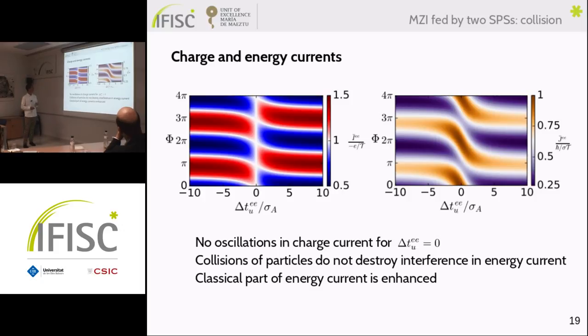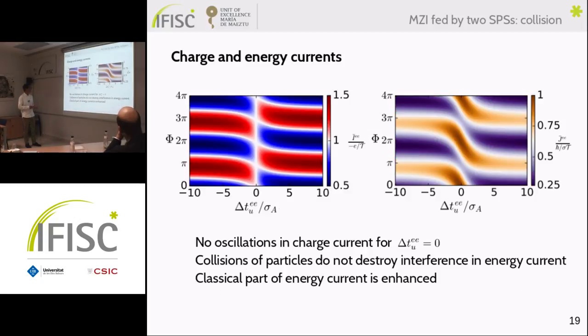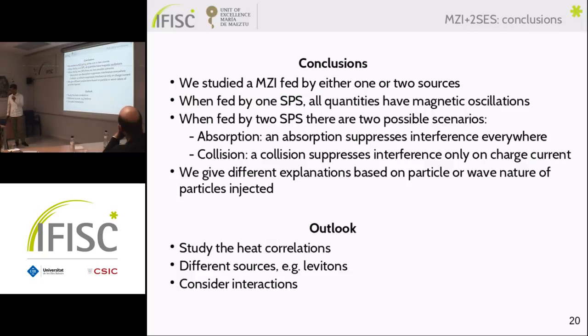But then if you move to the energy current, you find that it still has oscillations. So this interpretation breaks down in this case, and we can only use the wave interpretation, because if you integrate this over energy, you find that it gives a zero, but if you weigh it with an energy factor, which is what gives you the energy current, this does not happen. So we have only one interpretation viable in this case.